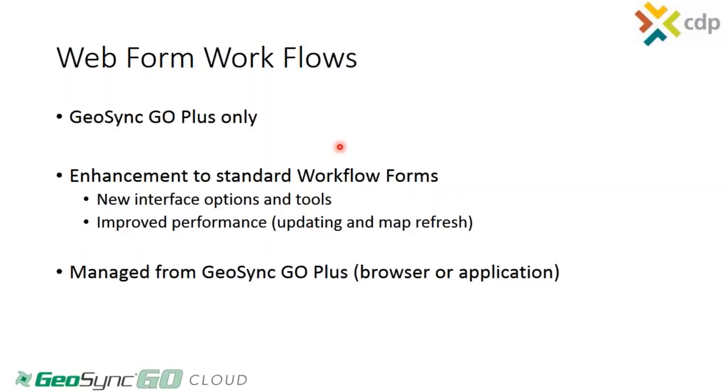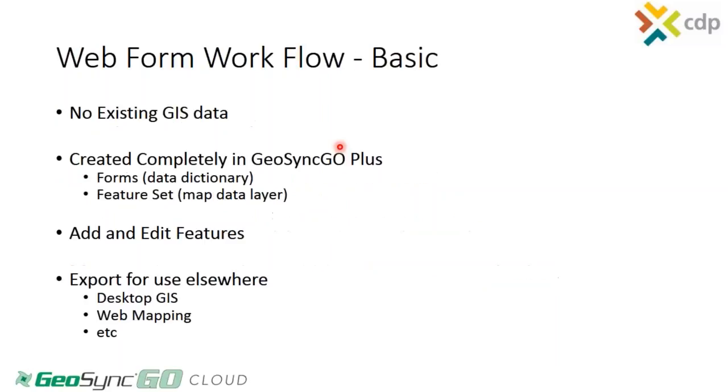The performance has been greatly improved with updating the map and getting refreshes. All the information is actually managed within or from GeoSyncGO Plus, either with an installed application or if you're utilizing the web browser app. So everything is done in GeoSyncGO Plus. We don't have to go to desktop. We don't go anywhere else. We can do it all here. You can even do this if you were out in the field and you needed to collect a new feature, a new set of features. You can actually build this on a tablet or on your phone if you needed to. So it's pretty impressive. Hope you like what we do here.